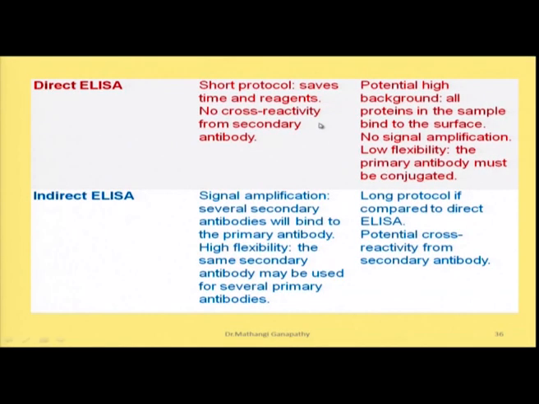The direct ELISA is a short protocol. It saves time and reagents. There is no cross reactivity. But the negative aspect of this is potentially high background. All the proteins which are present in the sample can react and can bind to the surface. In the case of indirect ELISA, there is signal amplification. Several secondary antibodies will bind to the primary antibody. It is highly flexible. But the disadvantage is it is a very long protocol compared to the short time required for the direct ELISA, and you have the potential cross reactivity from the secondary antibody.